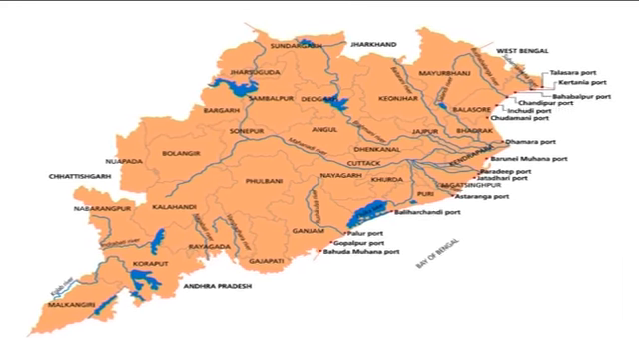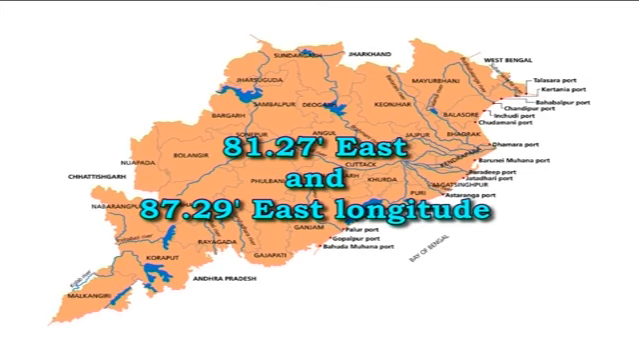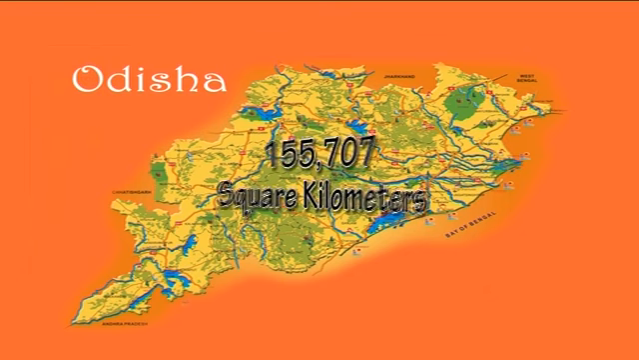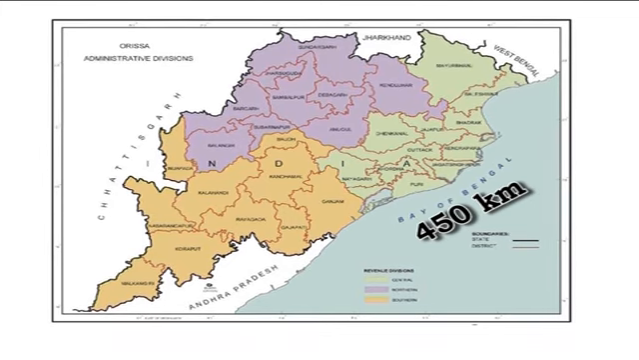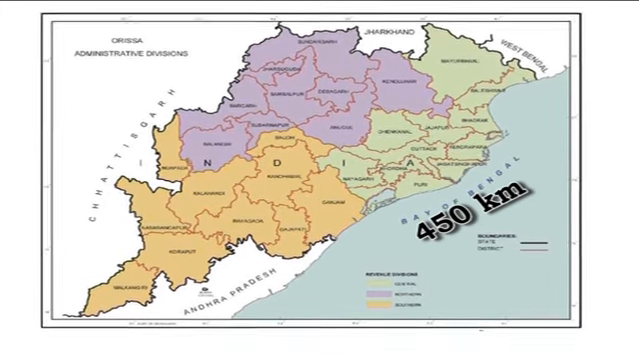Odisha is situated between the geographical coordinates of 81.27 minutes east and 87.29 minutes east longitude and 17.49 minutes north and 22.34 minutes north latitude. It occupies a total area of 155,707 square kilometers. It is bound on the east by the 450-kilometer coastline of the Bay of Bengal.